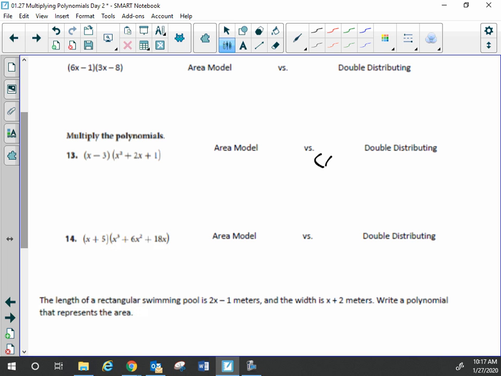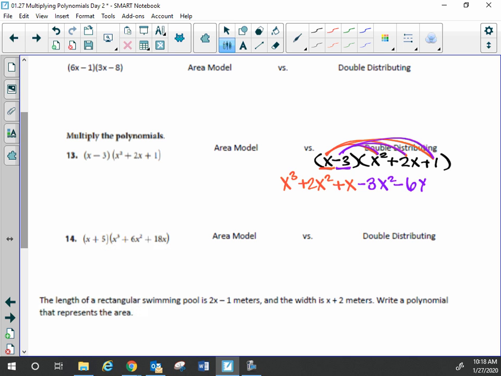So, x minus 3 times x squared plus 2x plus 1. Double distribution. I'm showing you the other way to solve, because if you want to keep using the area models, you can. All right. First term, x. Where am I going to distribute it? To x squared, 2x, and 1. Everything in the other set of terms. When you multiply those, what's the first thing you're going to get? X cubed. Then 2x squared. Then x. Good. Now we're going to distribute which value? Negative 3. Negative 3x squared. Then negative 6x. And then negative 3.